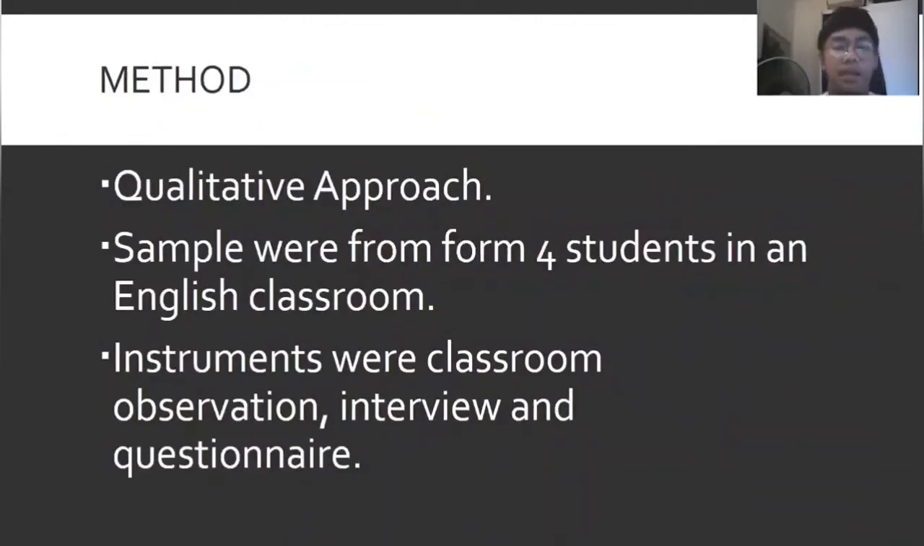The method that I use in my action research project is a qualitative approach, and the sample were taken from Form 4 students in an English classroom. And the instruments that I used were classroom observation, interview, questionnaire, and also document analysis.